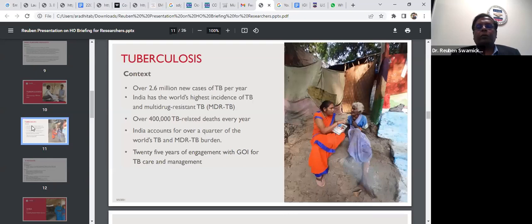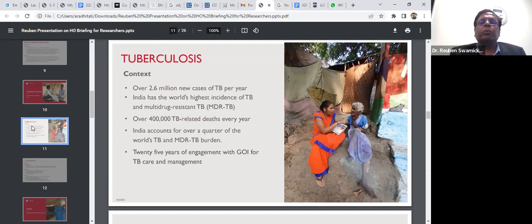So TB, for many of you all who have not worked in that space or have a sense of it, there are over 2.6 million new cases of TB every year, right? So I'll stress that again, 2.6 million new cases of TB every year. India has the world's highest incidence of both TB and drug-resistant TB. 25-26% of all TB cases are from India. And shockingly, we still have over 400,000 TB-related deaths every year, despite all the progress that we've made. Like I said, over 1/4 of the burden of both the DRTB and drug-sensitive TB.